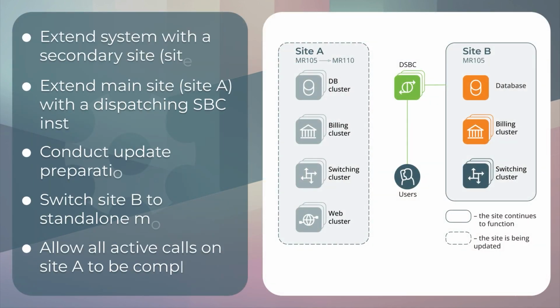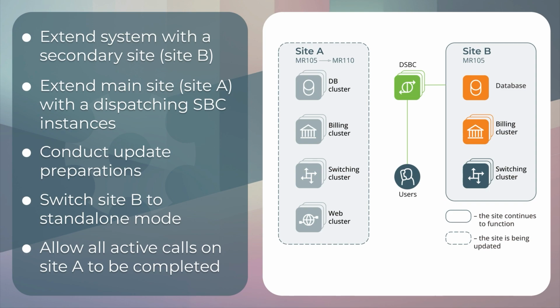First, if your system currently has only one site, then the second site needs to be installed and provisioned. There is also one additional component that will need to be added if you do not already have it, and that is the Dispatching Service Border Controller, which is usually called the Dispatching SBC or sometimes DSBC. This component makes sure that requests such as call initiations are always properly directed between the two systems.